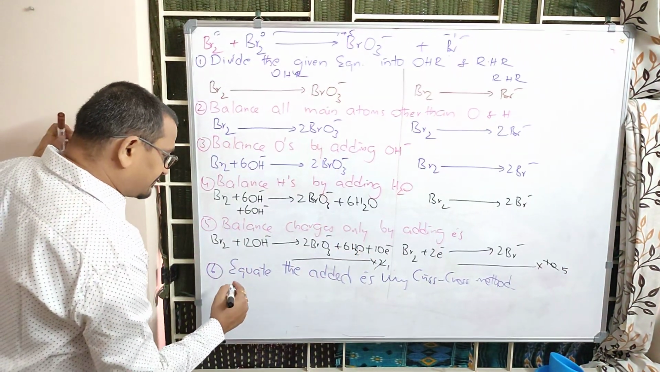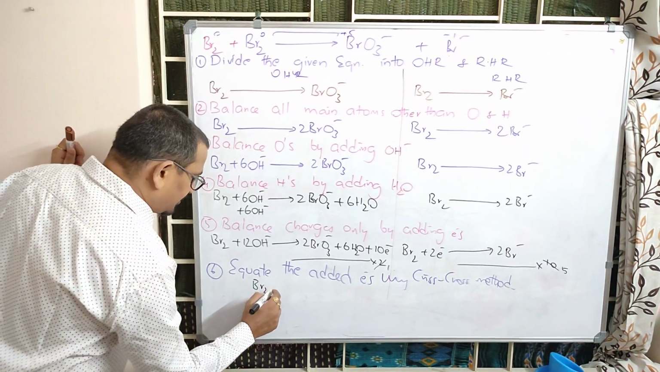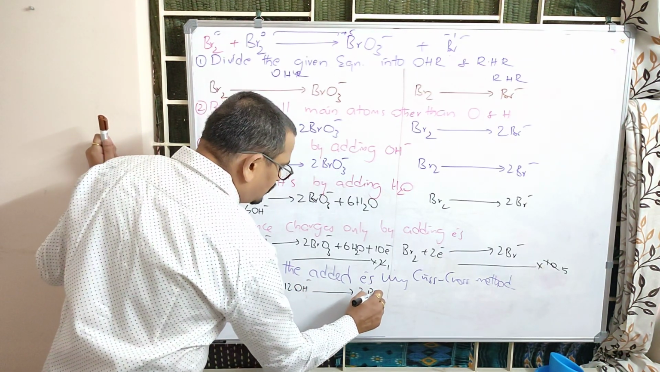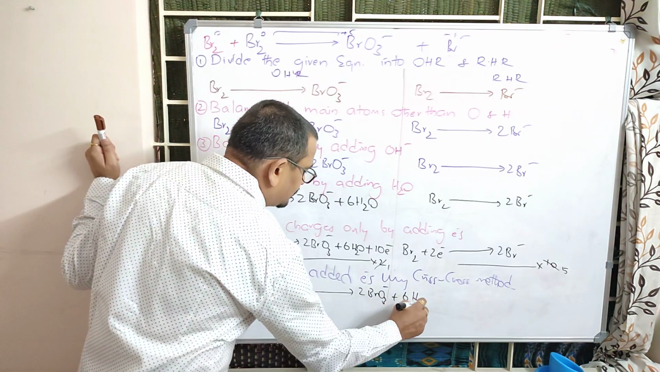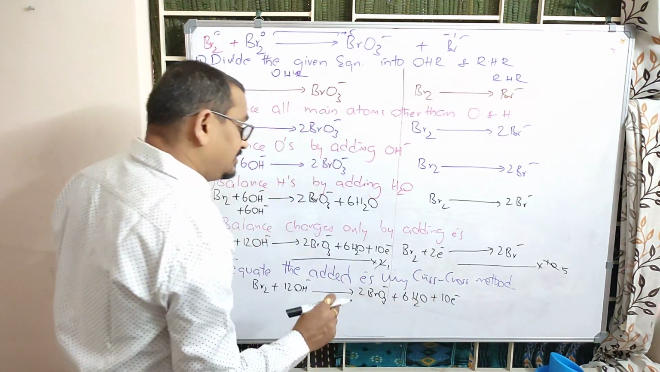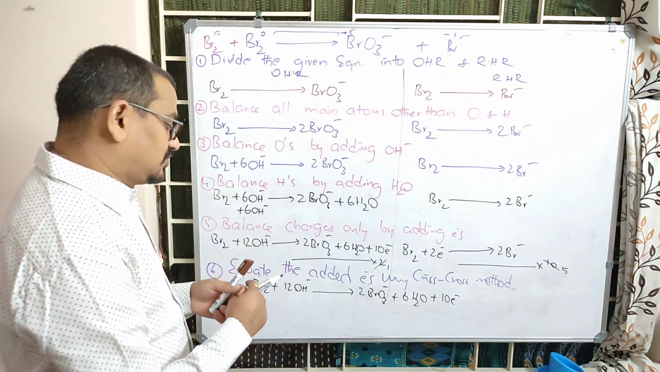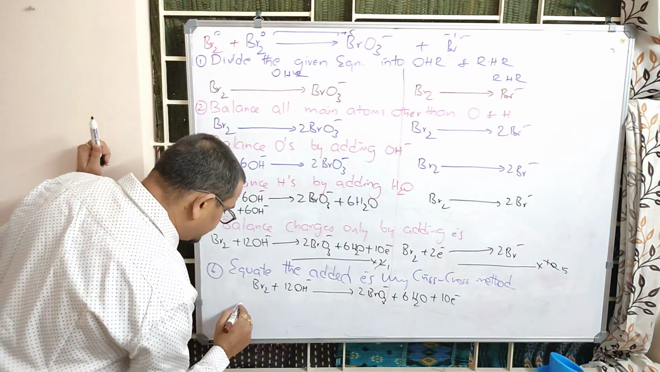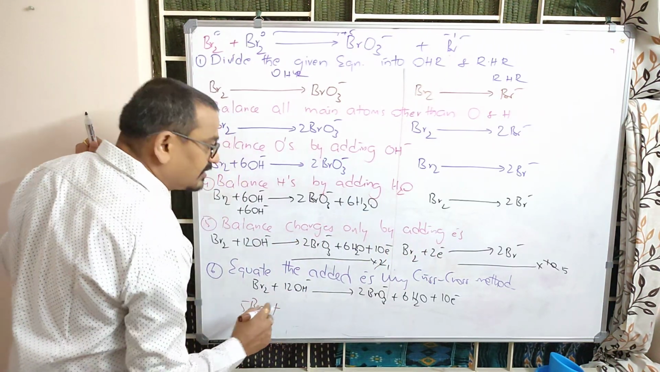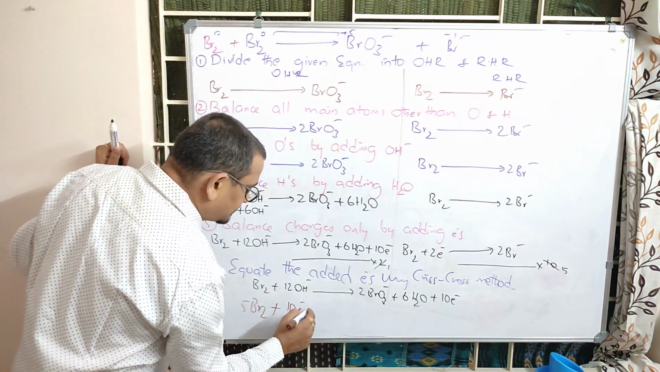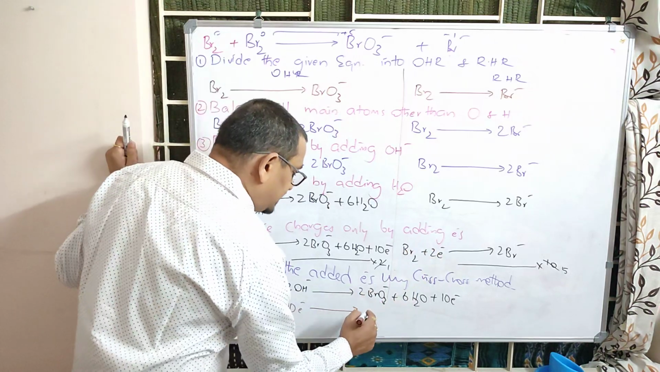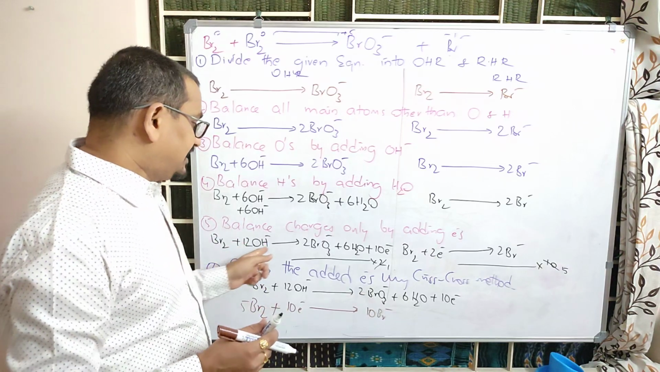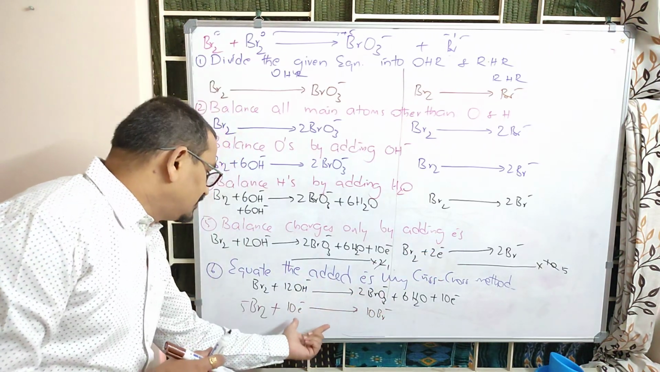Now multiply this whole thing with 1. Br2 plus 12 OH minus giving rise to 2 BrO3 minus plus 6 H2O plus 10 electrons. This I multiplied with 1. That also you multiply with 5 and then write. Multiply that with 5. 5Br2 plus 5 2s are 10 electrons, giving rise to 5 2s are 10 Br minus. So we multiplied this with 1, that with 5. Now we got the two equations.